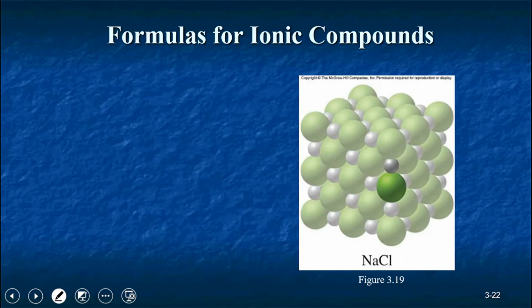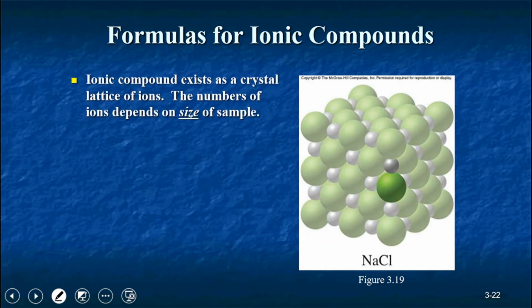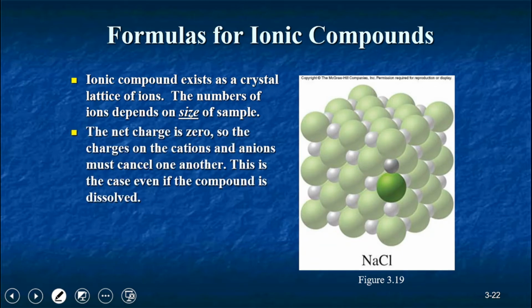So when we write the formula for the ionic compound, since the compound exists as a crystal lattice of ions and the number of ions in total depends on the size of the sample, we don't try to represent the actual numbers of each ion. What we do is we take advantage of the fact that the net charge has to be zero. That means that the charges on the cations and anions must cancel one another. This is the case even if we take the compound and dissolve it, for example, in water. The ratio of cations and anions stays the same.